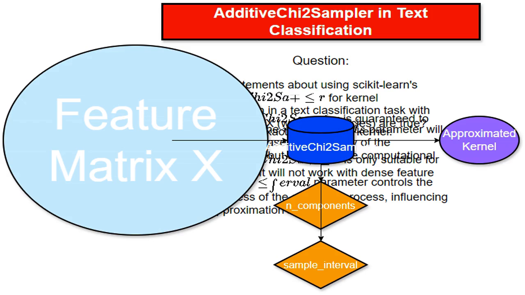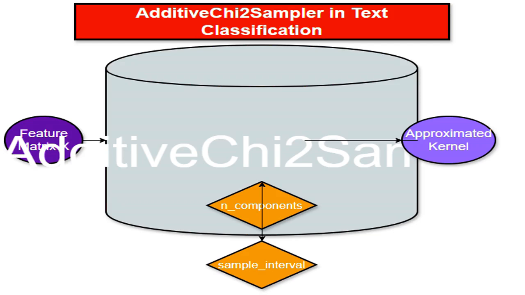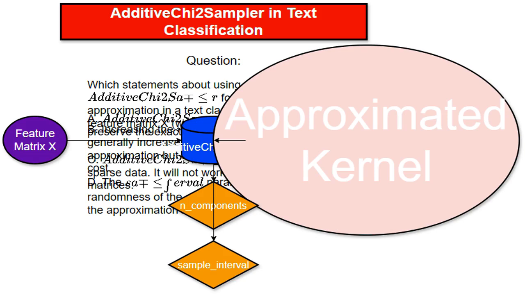This is the data I'm working with. A table where each row is a document and each column is a word. The values show how many times a word appears in a given document. This is the core algorithm I'm using to speed up calculations by reducing the dimensionality of my data while trying to retain essential information. This is the result of using AdditiveChi2Sampler, a simplified representation of the original chi-squared kernel, designed for faster processing.